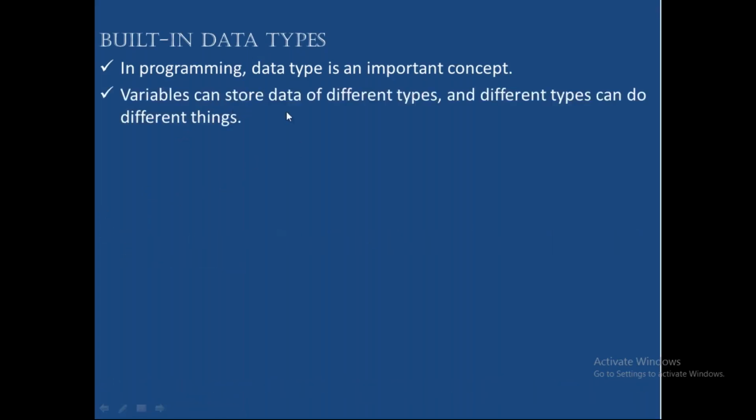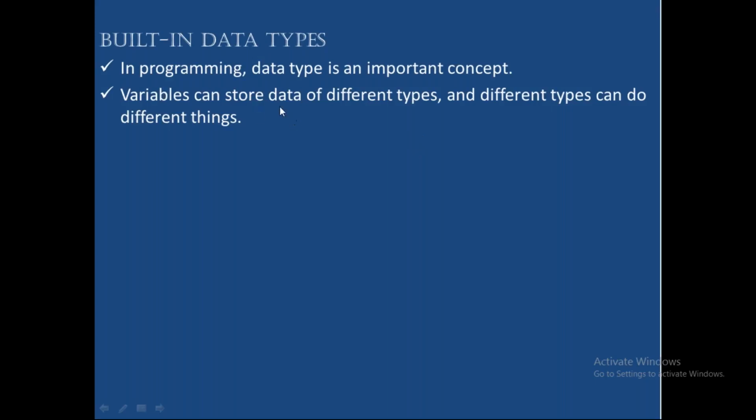Next, variables can store data of different types. Yesterday we talked about identifiers, and I showed you variables and how to declare them. a equal to 10: a is a variable, 10 is the actual value that I am assigning to the variable a. It means a is holding that data, 10. You can say 10 is the value or data, and you are holding this data in a variable called a.